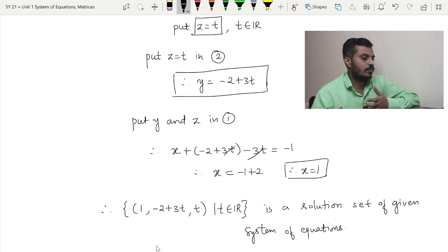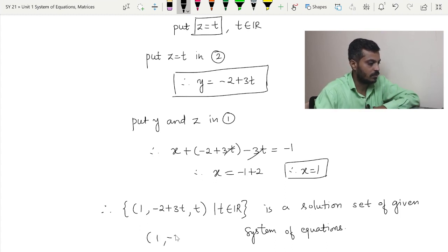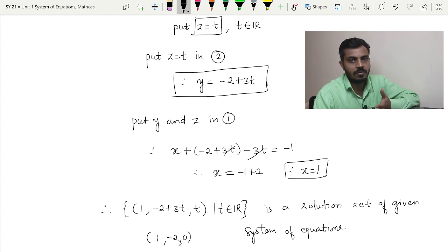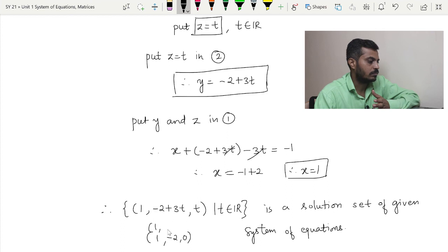Now let us choose the value of t to be 0. If I choose t to be 0, I will get (1, minus 2, 0). So this will be a solution of the system, and if I choose t equal to 1, I will get (1, 1, 1). So this will also be a solution. In this way you can choose any value of t, and for each value of t you will get a solution of the system, and thus our system has infinite solutions.